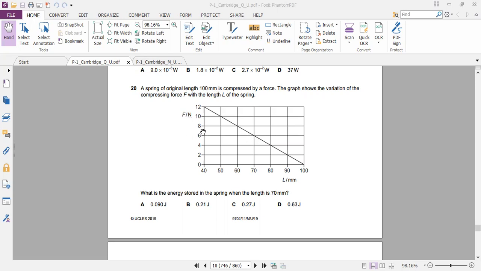So half into force into compression or extension will give us the energy stored. So 6 times 30 into 10 to the power minus 3 will give us the energy stored, which is close to 0.091, which is option number A.